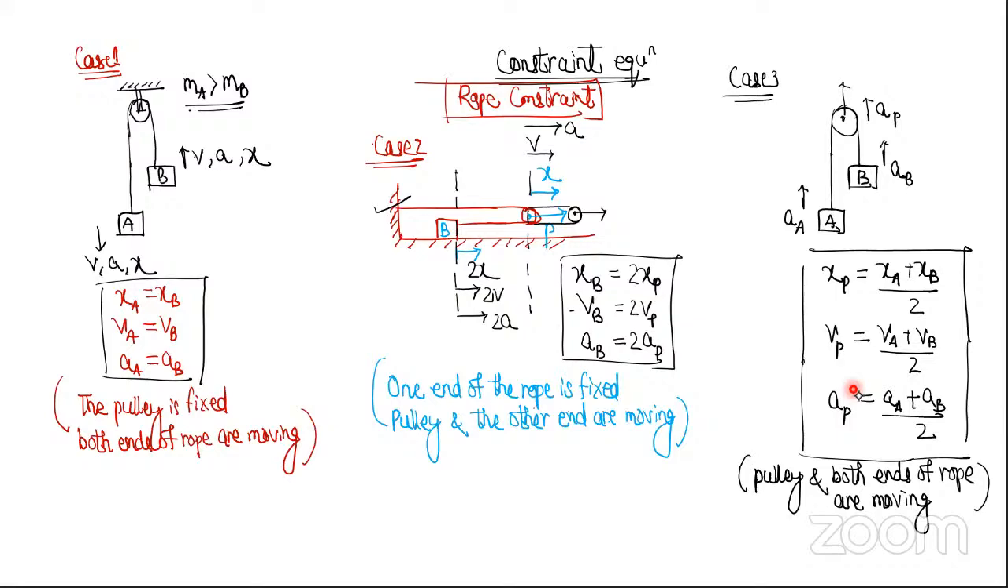How to identify the case? I have written here. Case 1: pulley is fixed, both ends of rope are moving. Case 2: one end of rope is fixed, pulley and the other end are moving. Case 3: all three are moving. Okay, now let me see whether you can identify if something is case 1, case 2 or case 3.